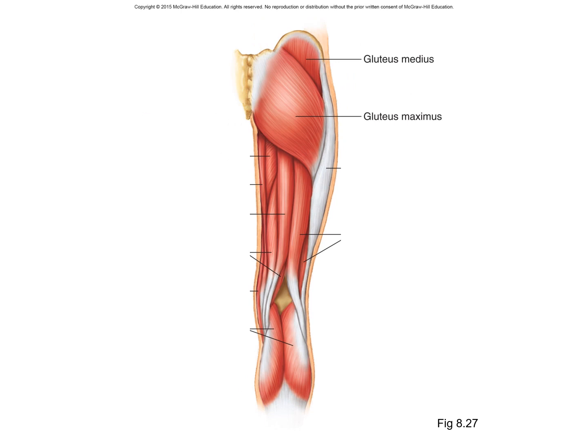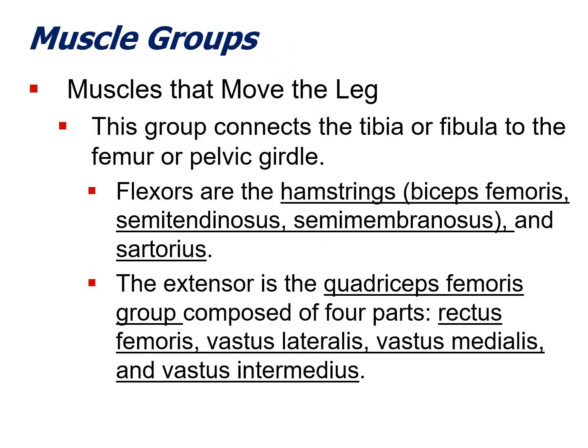Another picture of the gluteus maximus, gluteus medius. All right, what about muscles that move the leg? And this would be the tibia and fibula. Because we call it the upper portion of the leg the thigh, and then the actual leg is where the tibia and fibula are. So we have flexors, and these include the hamstring muscles. These are three muscles that you need to know about. They're the biceps femoris, the semitendinosus, and the semimembranosus.